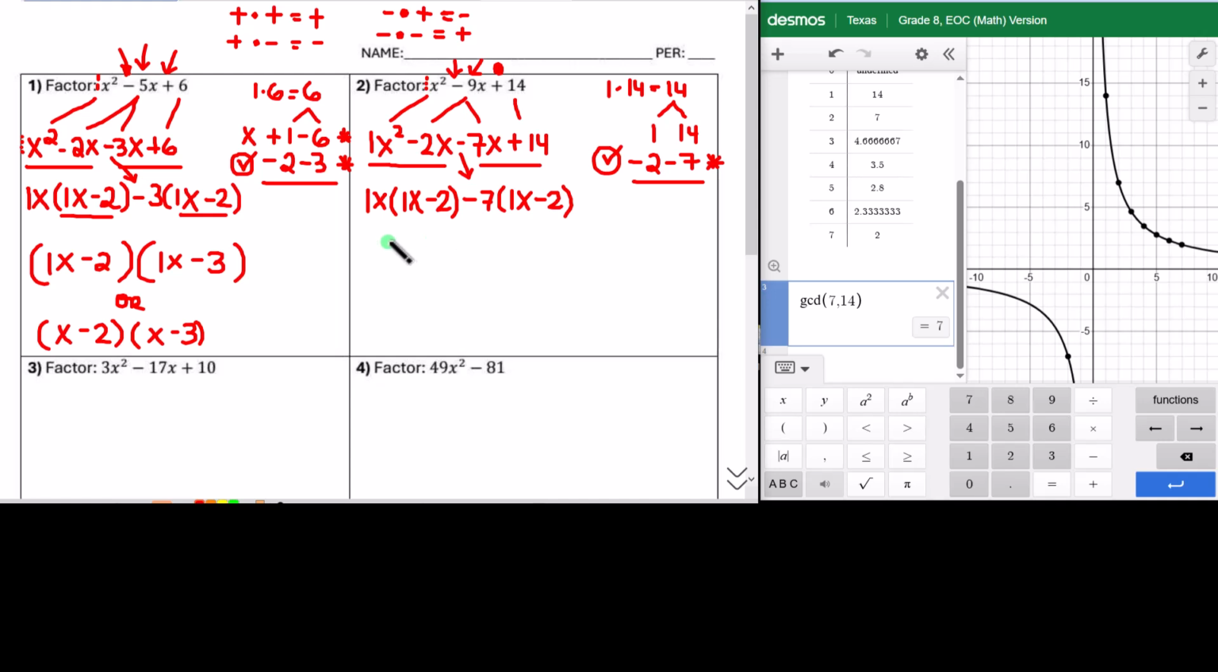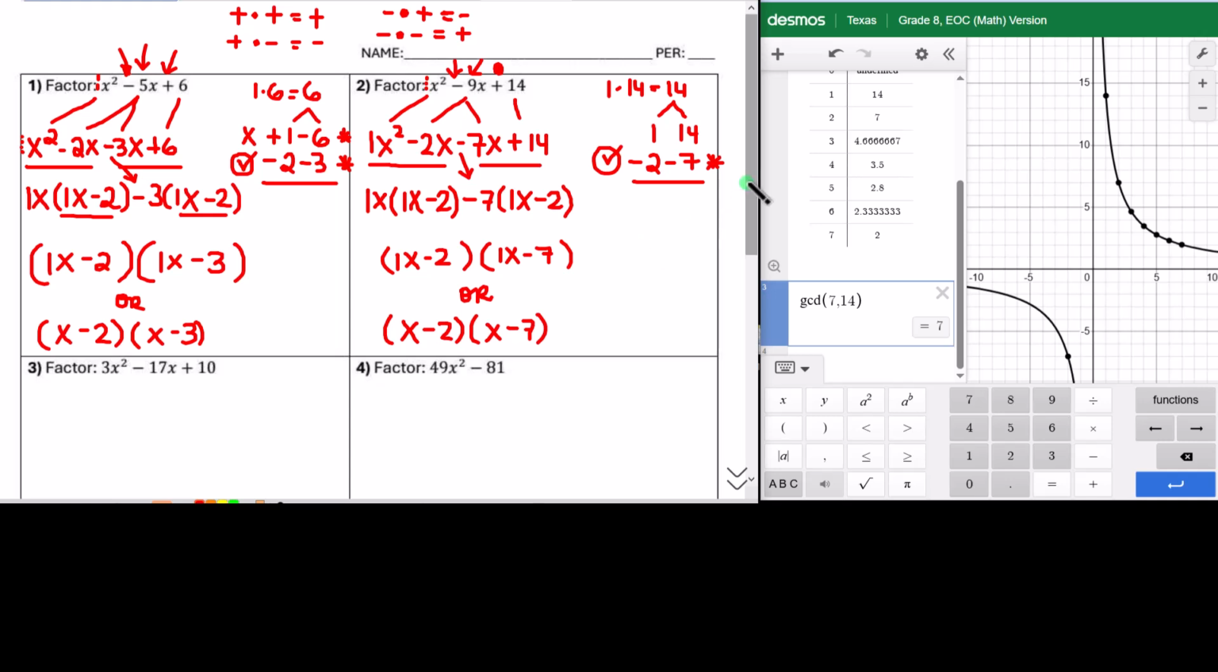Now that I'm on this step, I'm going to open two sets of parentheses, and I'm going to ask, okay, what do they have in common? They have in common 1x minus 2, and if I remove that, what is left? What's left is 1x minus 7. And remember, you can write it like that, or you can write it without the 1 in front of the x. Either one is correct. Okay, very good. So that is our second problem.